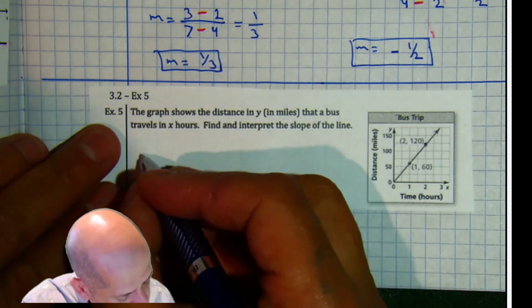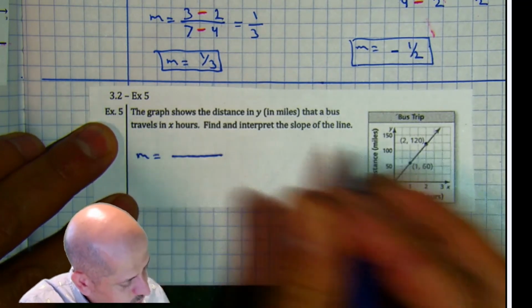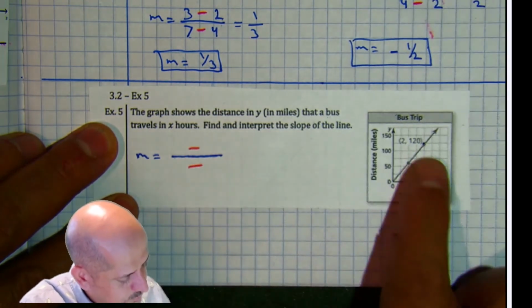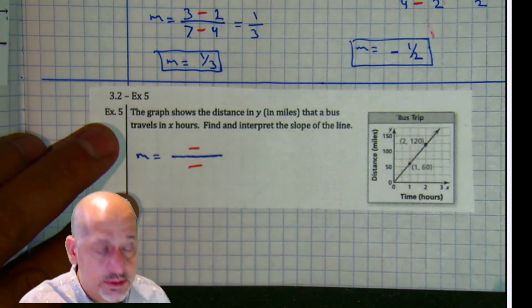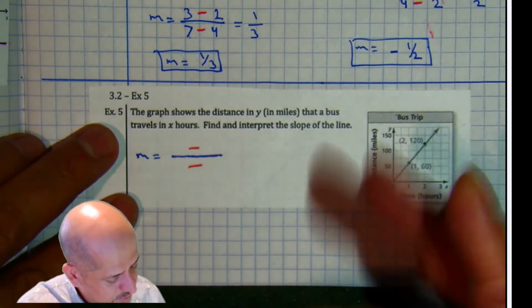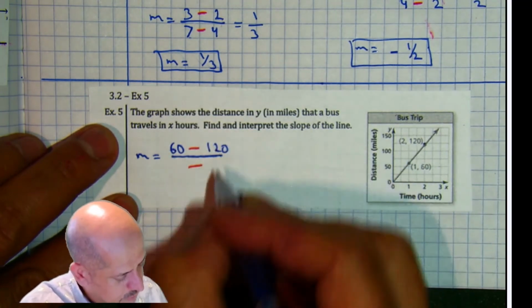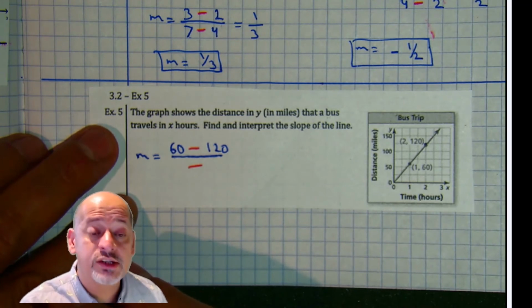So let's go and find the slope. M equals, and we don't need to rewrite the points. It's already given to me. I know that the second point will be this one, and this is my first point. So therefore, it'll be the difference of the y's. So y2 is 60 minus y1, which is 120. Or is it vice versa? Do you get the same answer? You actually get the same answer.